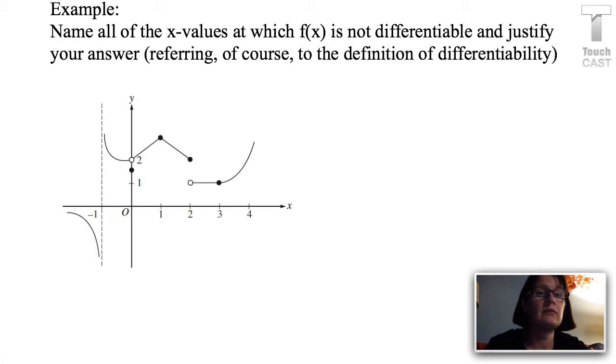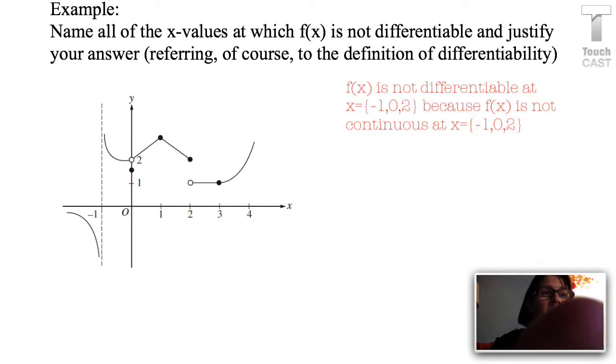This is what I have here. So I say f of x is not differentiable at x equals -1, at 0, or at 2, because f of x is not continuous at x equals -1, 0, or 2. At x equals -1, there's an infinite discontinuity. At x equals 0, there's a removable discontinuity. And at x equals 2, there is a jump discontinuity. So it's enough to justify your answer that f is not differentiable by claiming that f is not continuous.